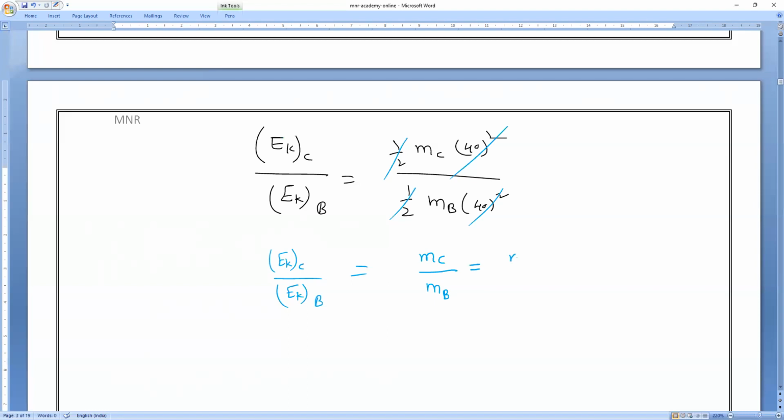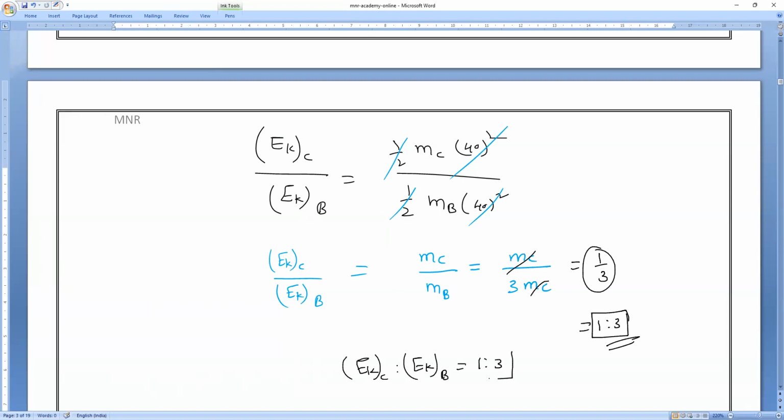Mass of a bus is equal to 3 times of what, everybody? Speak, guys. Mass of a car. 3 times the mass of a car over mass of a car. Mass of a car will get cancelled. What is the answer? 1 is to 3. Same, 1:3. Okay. So kinetic energy of a car is to kinetic energy of a bus is equal to 1:3.